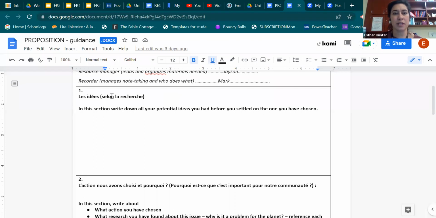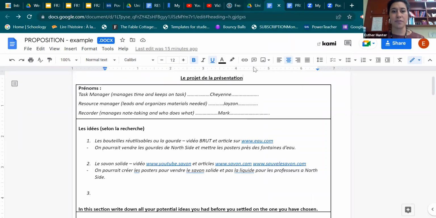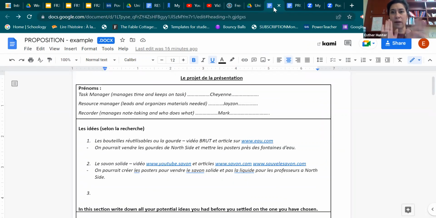Okay, so in the first box, we have les idées selon la recherche. In this section, you're going to write down all your potential ideas that you had before you settled on the one that you've chosen. So this is right back from the beginning, the first week when you started researching, maybe you had quite a few ideas. So if I go back to proposition example, I'm going to keep going back and forth between the two. You can see what this looks like.